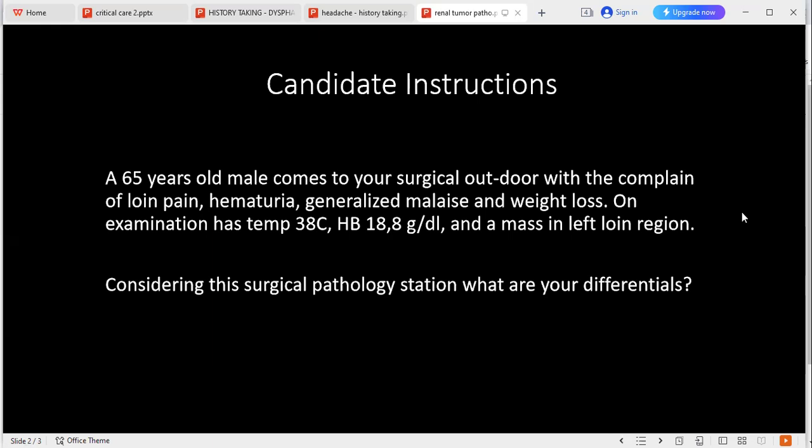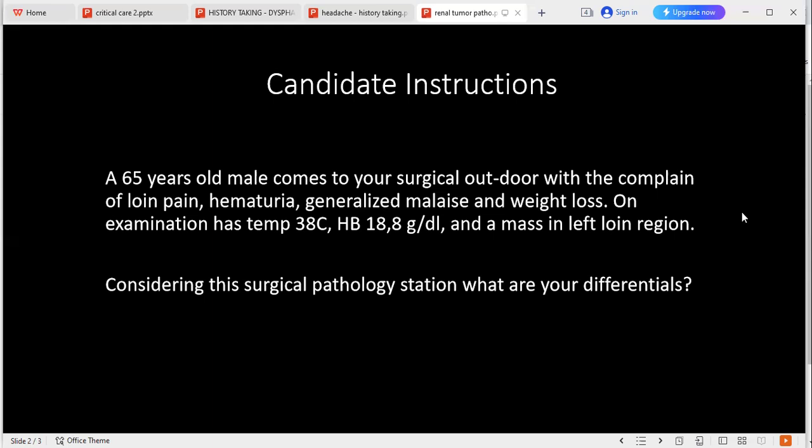Right. So if you have read and understood the surgical pathology station, kindly tell me, after reading the STEM, what are the differential diagnoses that you'll consider for this particular patient? Ma'am, I will go with renal cell carcinoma. All right, your primary provisional diagnosis. Then what are the differential diagnoses that you'll consider?